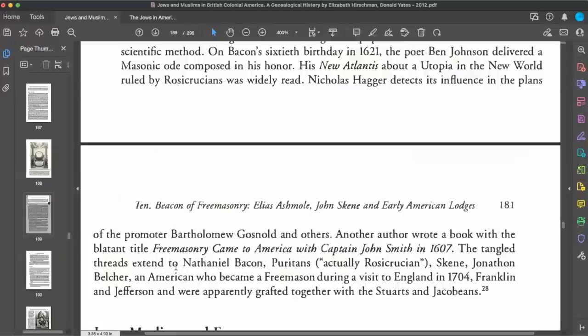The tangled thread extends to Nathaniel Bacon, Puritans, actually Rosicrucian. Again, Puritans, but they're actually Rosicrucians. And remember who the Puritans were, crypto Jews, crypto Muslims. Jonathan Belcher, an American who became a Freemason during a visit to England in 1704, Franklin and Jefferson, were apparently grafted together with the Stuarts and the Jacobites. They were grafted together with the Stuarts and Jacobites, okay?